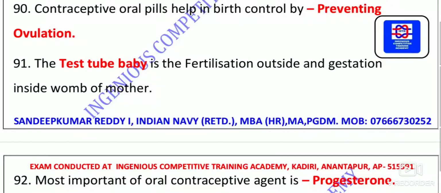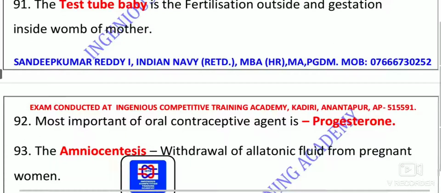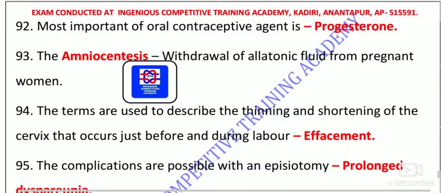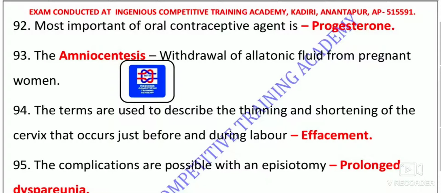Test tube baby means fertilization outside and gestation inside the womb of a mother. We know that this is one type of technique happening at present. The most important oral contraceptive agent is progesterone. Amniocentesis is the withdrawal of amniotic fluid from a pregnant woman. This is what amniocentesis means.